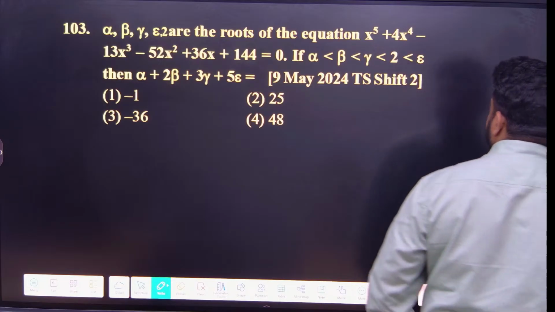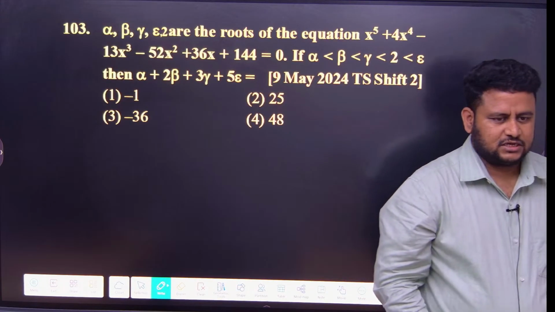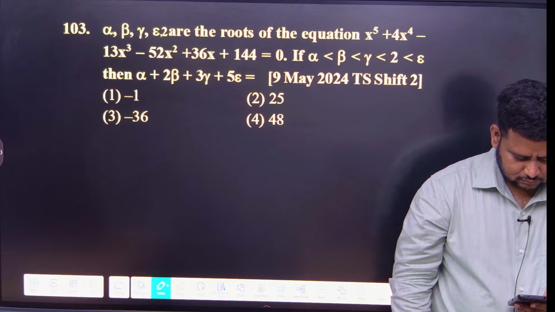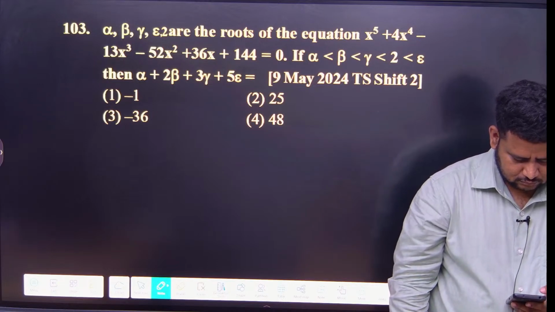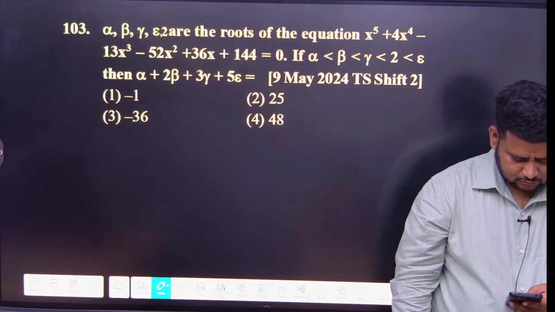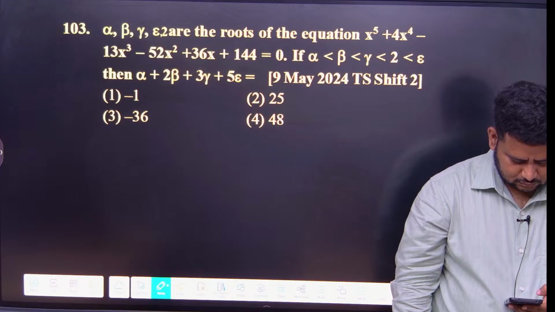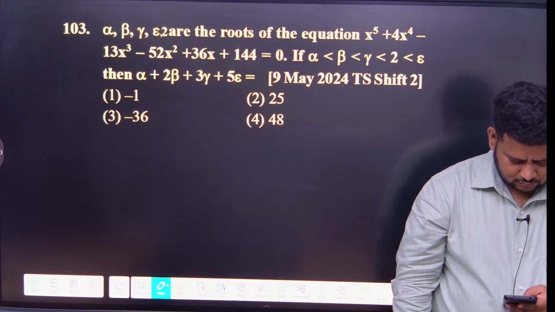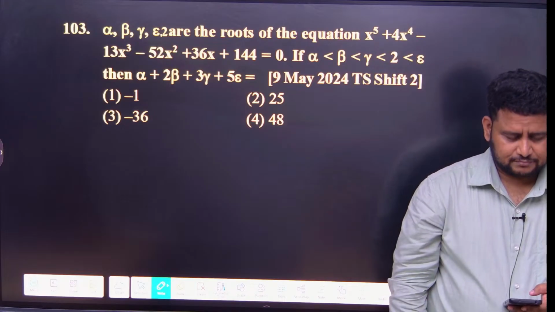How to solve this? X power 5 is given. Take up this question, all of you.